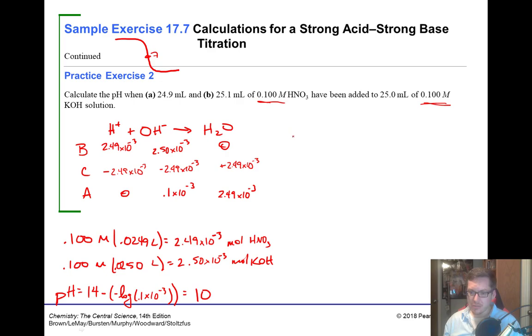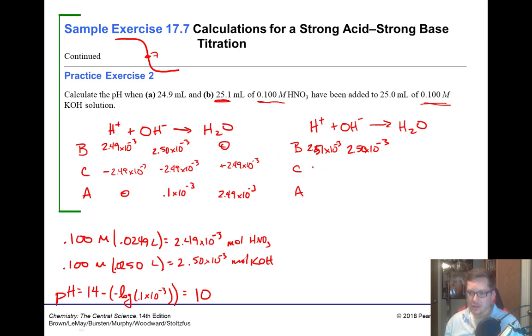Then we can do the same thing here for the other guy, for our part B. We have our H plus and OH minus, and that's going to form H2O. Then we've got our before, change, after. But we need to figure out the number of moles we start with. Well, the number of moles of KOH is the same, so we can skip that. That's going to be the exact same, still 2.5 times 10 to the minus third. And hopefully you realize that if we multiply this by 0.0251, we'll get 2.51 times 10 to the minus third. You can double check that, so you multiply your volume times your concentration.